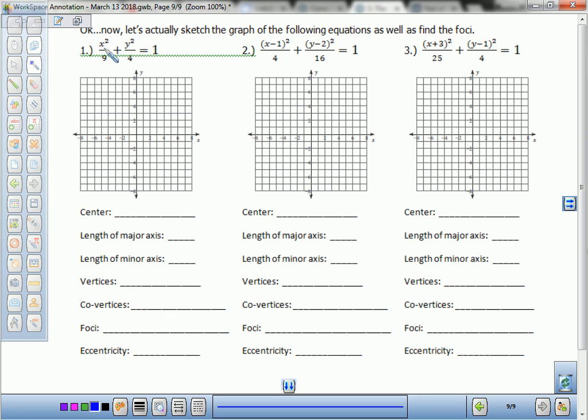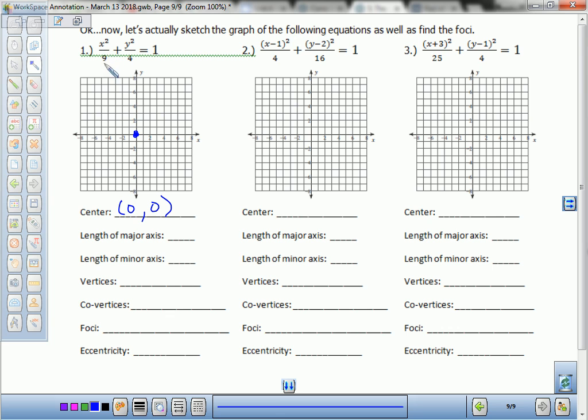So look at this equation. Is there anything added or subtracted to the x? Nope, it's 0. Anything added or subtracted to the y? Nope, it's 0. So this one has a center at 0, 0. Now, I can already tell from the equation that this one's going to be stretched horizontally. And the reason I can tell is, where's the bigger number? It's under my x. X represents that horizontal. So this one's going to be longer, elongated horizontally.